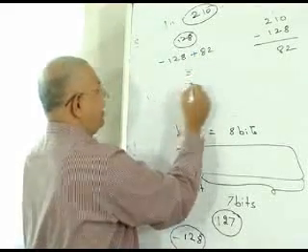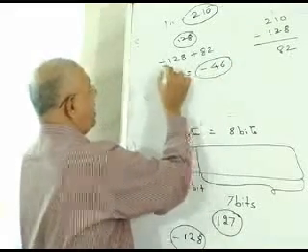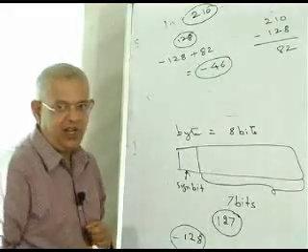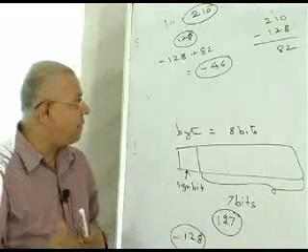And the net value which resulted is minus 46. So minus 128 plus 82 is minus 46. That's why you got the answer as minus 46.